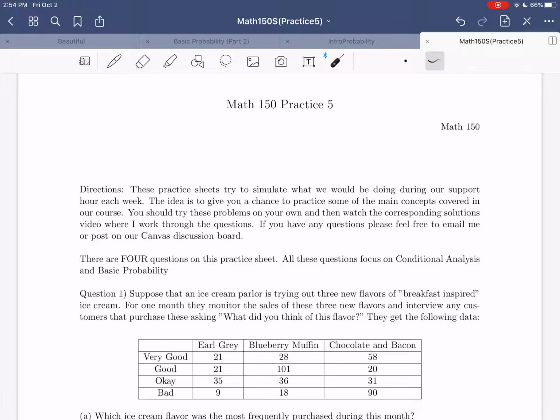As usual, if you haven't already had a chance to try some of these problems on your own, I would go ahead and pause this video and try as many of these as you can, make some progress on them, and then go ahead and watch this video. If you've already completed these and you just want to check over your work, then we can go ahead and proceed. So let's go ahead and get started with these questions.